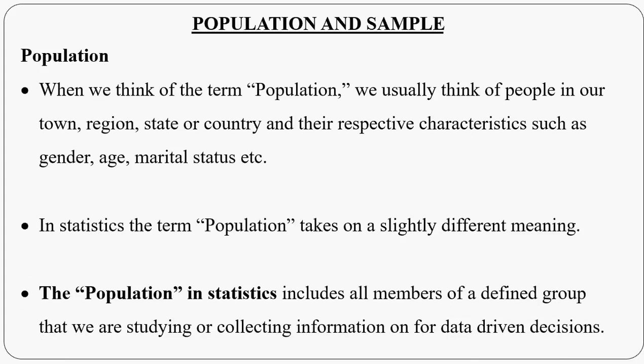The population in statistics includes all members of a defined group that we are studying or collecting information on for data-driven decision. For example, you may ask a question, what is the total population of Oman? The current population of Oman is 5,131,618. So this is the statistics as of September 13, 2020, based on Worldometer elaboration of the latest United Nations data.